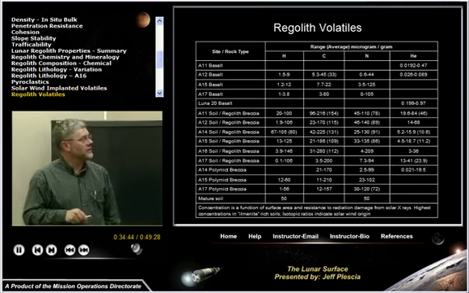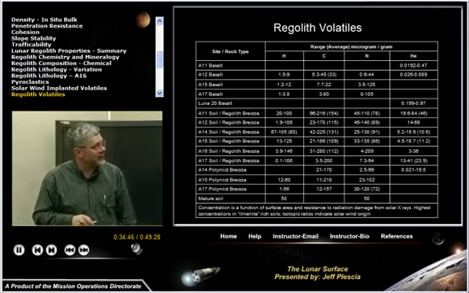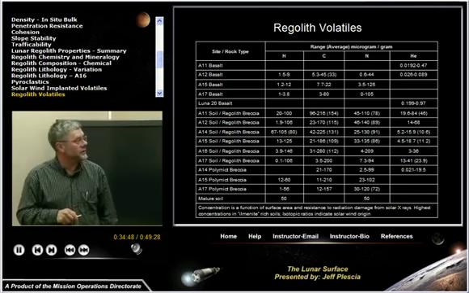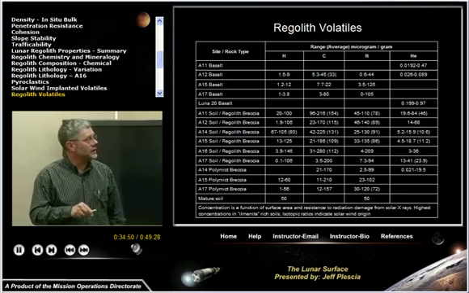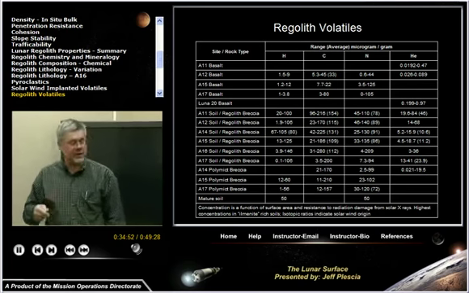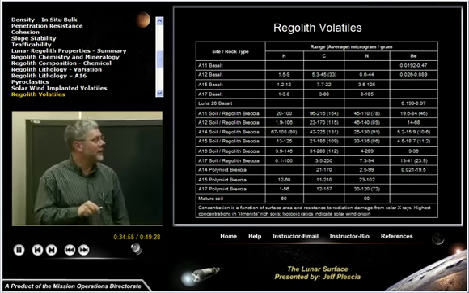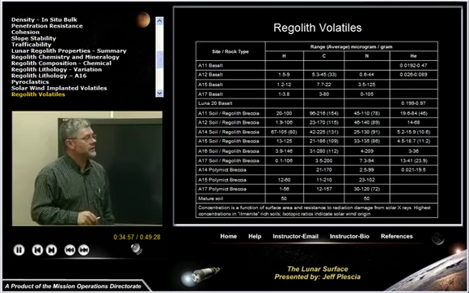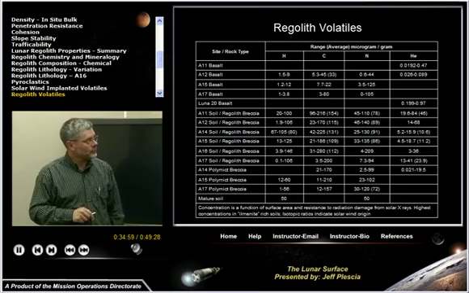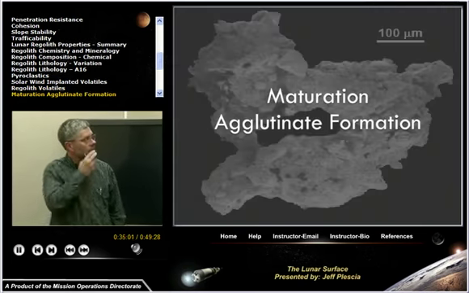Next slide. This just illustrates the amount of volatiles of hydrogen, carbon, nitrogen, and helium that are associated with the material. You can see that even in the Apollo samples, which were front side, low latitude samples, there's a fair amount of hydrogen associated with some of these samples. Next slide. Okay, next one.